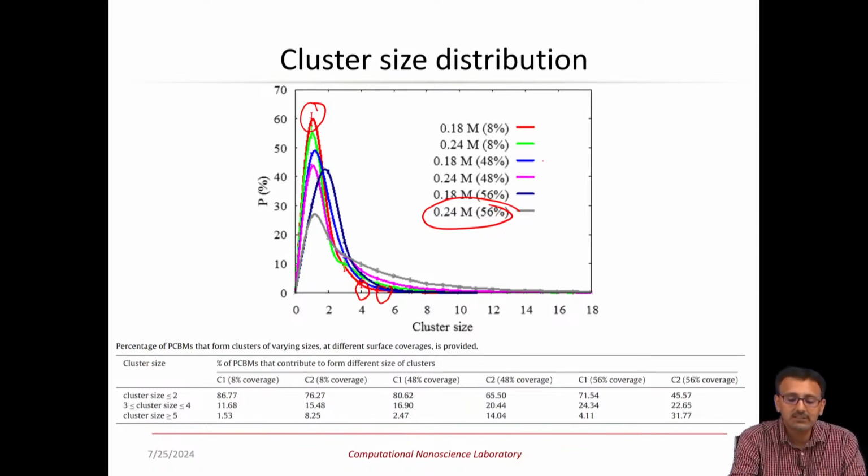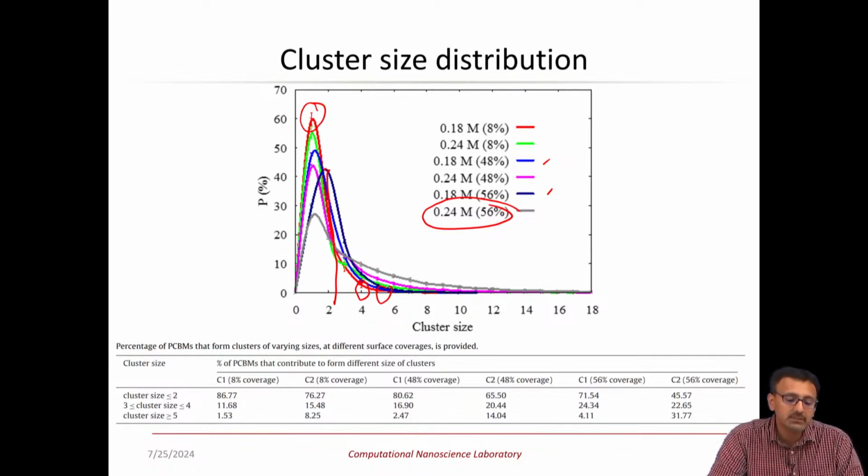As it keeps depositing and reaches 48% or 56% surface coverage, obviously you have bigger clusters forming, but even at 56% for the lower concentration, the peak is at about 2, I believe, and the largest clusters we observe for that system are about 6 or 7. There are very few bigger clusters. This is distinct from the system with the higher concentration of PCBM that we modeled, where we saw a much wider distribution at larger surface coverage. This gray line shows you the distribution at 56% surface coverage.